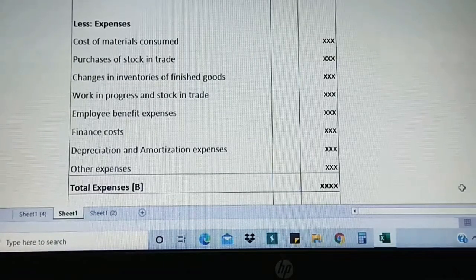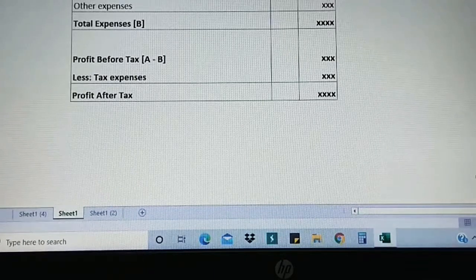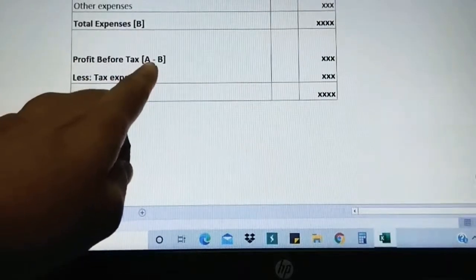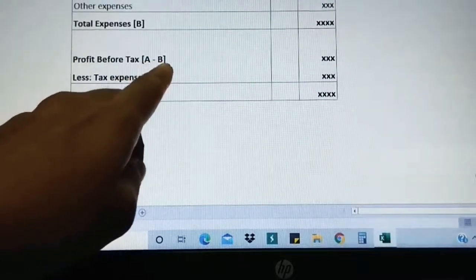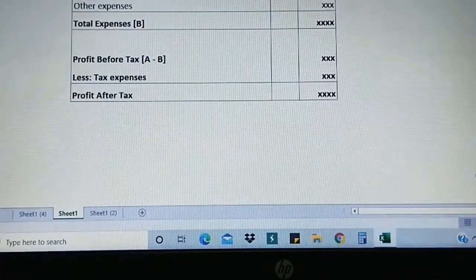Then, going to the final step, finding out the profit before tax. First you have found the total income and then the total expenses. From the total income, if you subtract the total expenses, the value left with you is the profit before paying tax to the government. That is what is given here as profit before tax. A is total income and B is total expenses. A minus B. You have to take the value in the outer column.